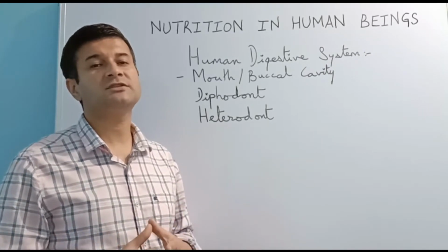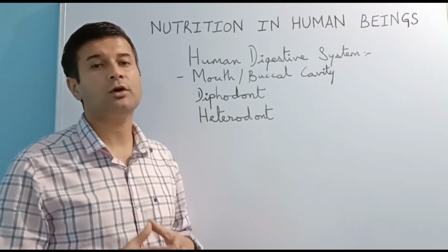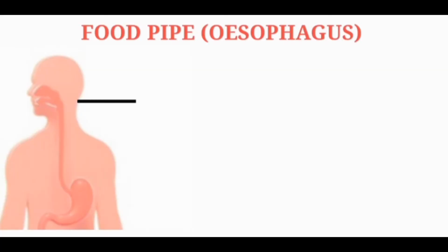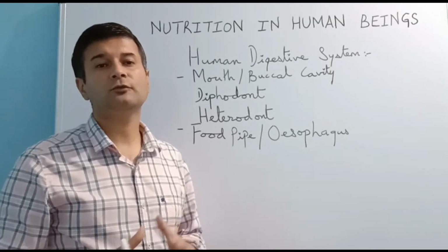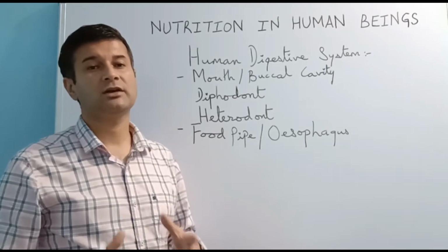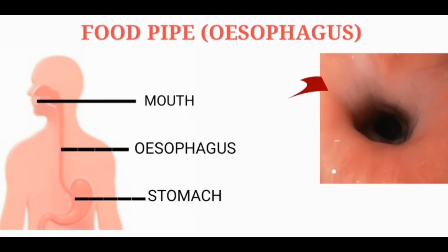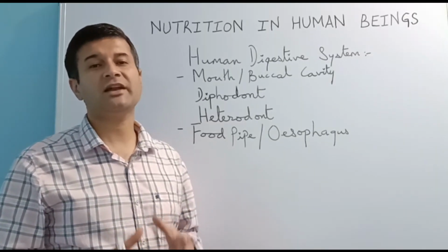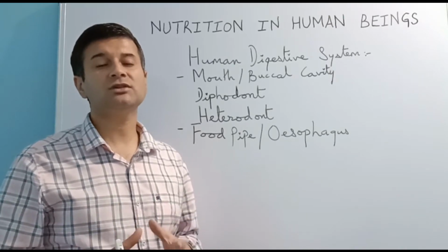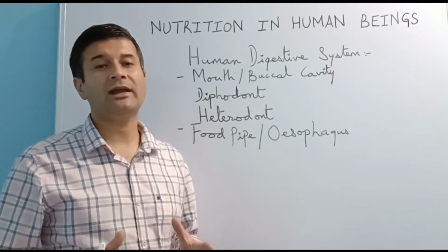The next part of the digestive system is the food pipe or esophagus. The buccal cavity leads to a long, narrow and muscular tube that connects to the stomach. This is known as the food pipe or esophagus. The swallowed food passes into the esophagus. The epiglottis is a muscular flap which prevents the entry of food particles into the windpipe or trachea while swallowing it.